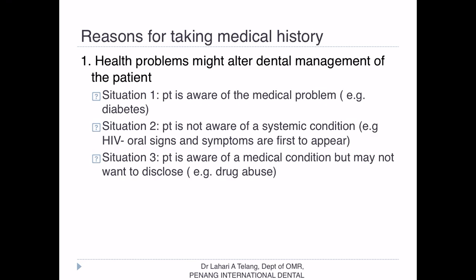Situation three, the patient is aware of the medical condition but does not want to disclose it. Now that is a very, very difficult situation, because they don't want to tell you. An example is drug abuse. This is the same example which we are facing in the current situation in relation to COVID-19, where patients don't want to declare that they've had some sort of exposure, or could have had exposure to a patient with a history.